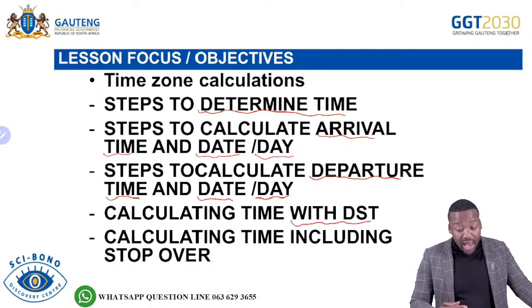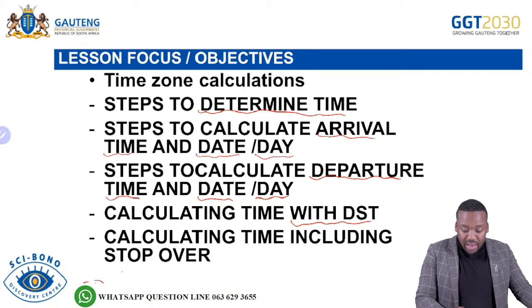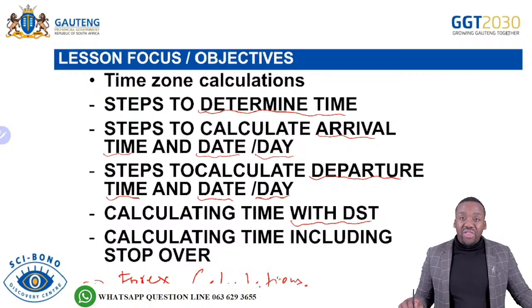Calculating time, either arrival or departure time, but now with DST. Then the last calculations will be calculating time, including a stopover. And then the last part before activities, I'll move to Forex calculations, which is part of your question 3.